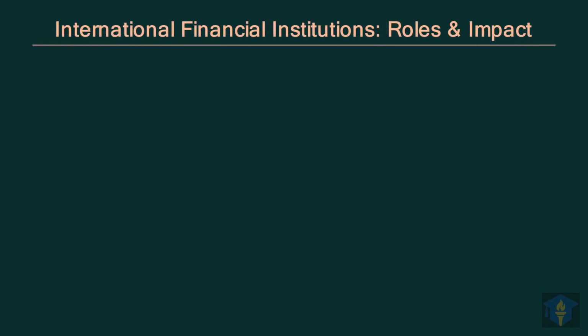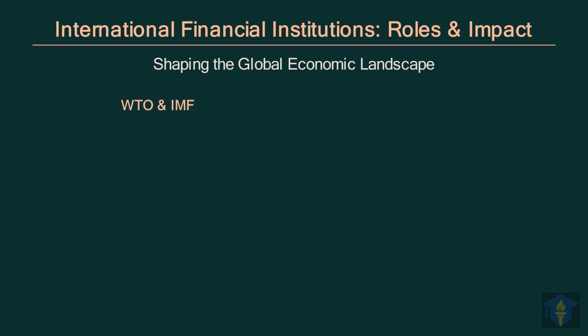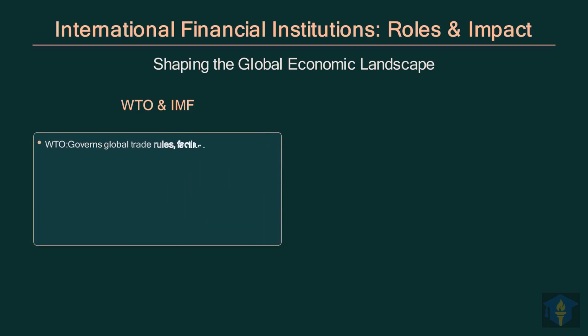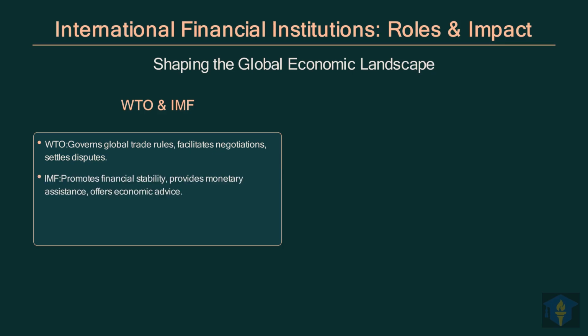Let's now explore international financial institutions and their roles in global trade. We'll examine how these organizations shape the global economic landscape significantly. First, we have the WTO and IMF, two major international organizations. The WTO governs global trade rules, facilitates negotiations, and settles trade disputes between countries. The IMF promotes financial stability, provides monetary assistance, and offers economic policy advice. Both institutions work to stabilize the global economy for smoother trade and investment flows.